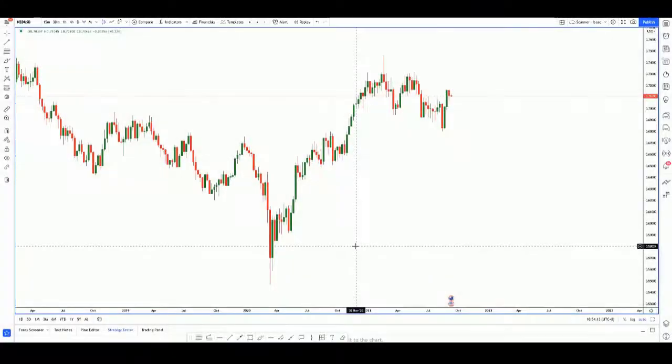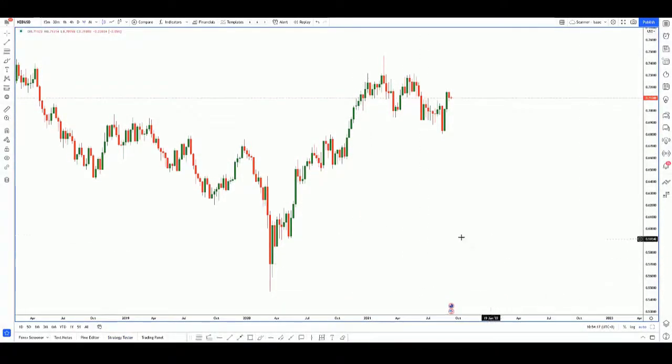Hi everyone, welcome to today's trade of the day, and for today's trade of the day we will be looking at the Kiwi dollar. So what I have here is Kiwi dollar on the weekly, and very interestingly last week we ended with a bearish candle.